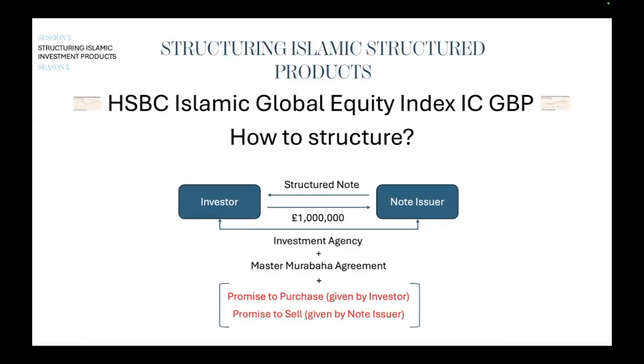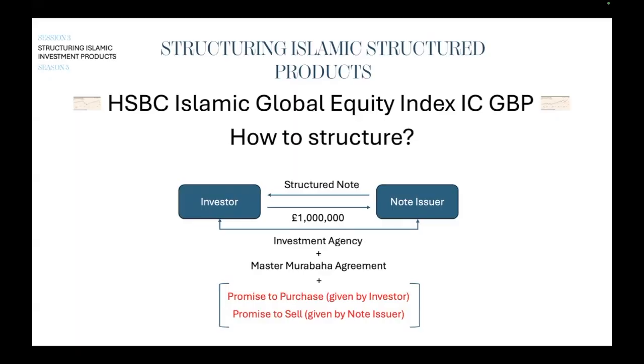Now, the important thing which I wanted to highlight was it's not just the investment agency and master Murabaha agreement. For this structured note to work in a binding way, there must be this third arrangement: promise to purchase given by investor and promise to sell given by note issuer. All these are part of this term sheet. This structured note would say that pursuant to this structured note, the investor hereby appoints the note issuer as its investment agent. Then they have another document.